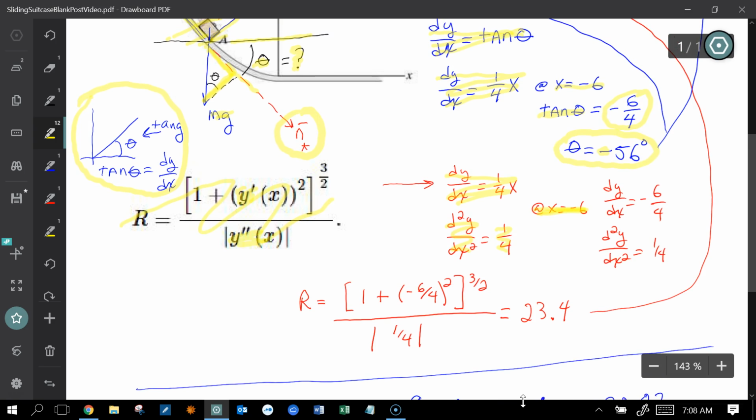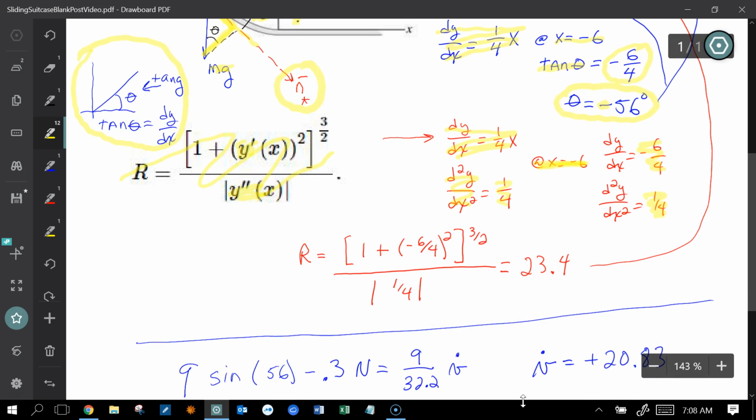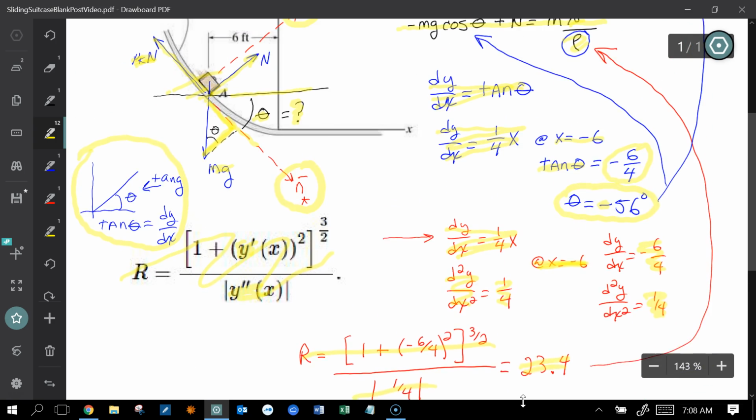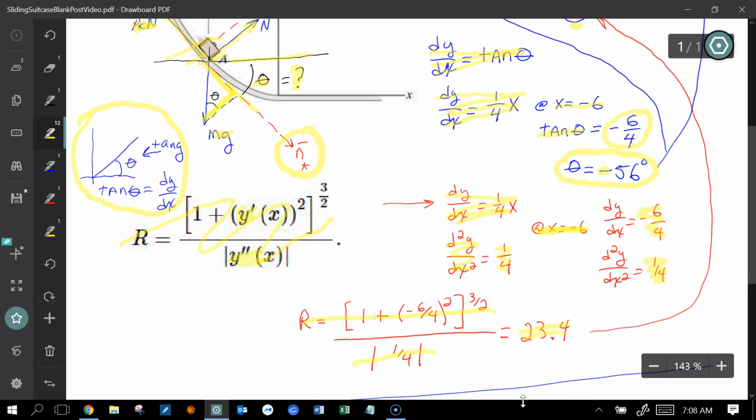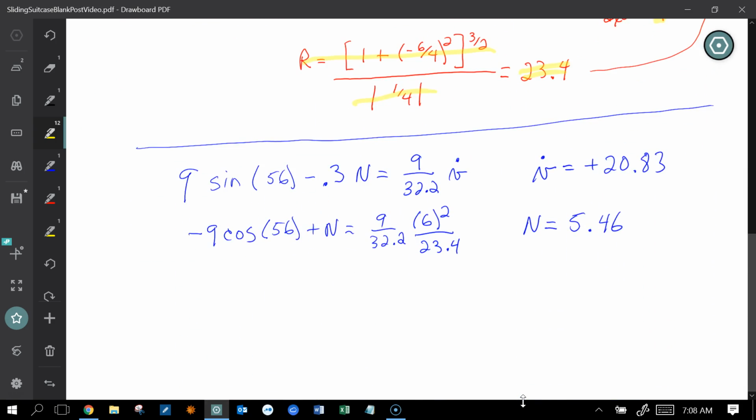So if you put in x equals -6, your dy dx is -6/4. The second derivative is equal to 1/4. Now we just plug into the radius of curvature formula, which is right here. Plug those numbers in, and I get a radius of curvature, 23.4. I'm going to take that 23.4 and put it in where the radius of curvature is, and we just simplify the equations.